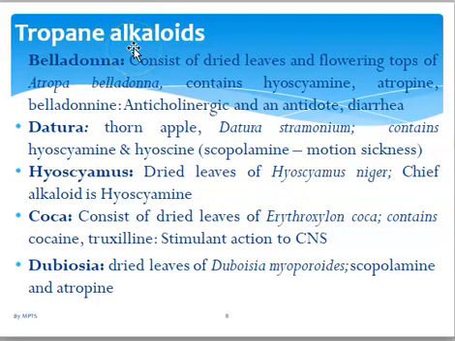Now the tropane alkaloids. These ones are also very important. You have to know them. Belladonna consists of the dry leaves and flowering tops of Atropa belladonna. What is Atropa belladonna? Do you know how it looks like? I have not discussed that here, but you have to know. The constituents include hyoscyamine, atropine, and belladonna. These are anticholinergics, and they are used as antidotes.